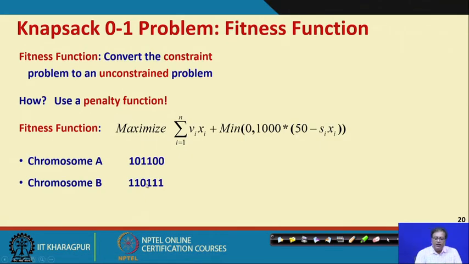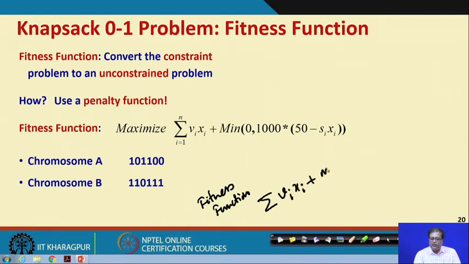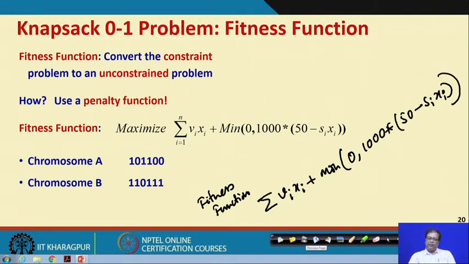Look here, this is an example. What we have done is create a new fitness function as sigma V_i x_i plus minimum of 0 and a penalty, say 1000, it could be any other value, times 50 minus S_i x_i. You see how it works. Assume that S_i x_i equal to 20.